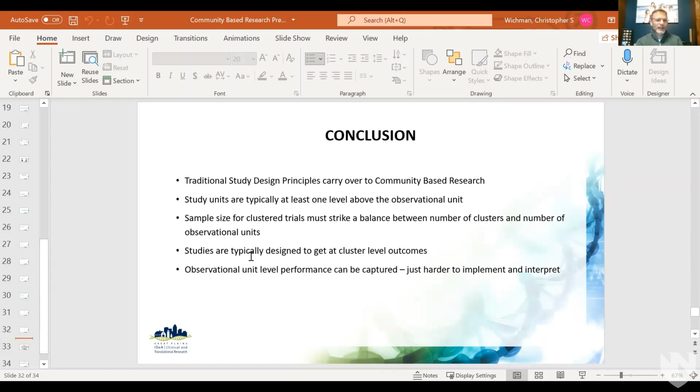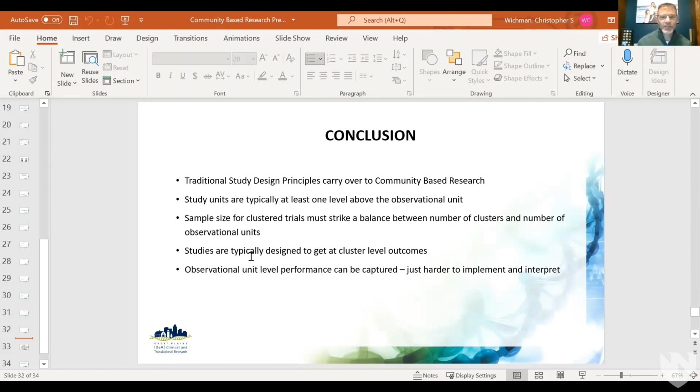Okay, so my 5-bullet conclusion. The traditional study design principles carry over very readily to community-based research. The biggest issue we have is that our study units now are typically at a minimum one level above the observational unit. And if they're multiple levels above the observational unit, it just gets more and more complicated to analyze, but it's still doable. The sample size for a cluster trial has to strike a balance between the number of clusters themselves and the number of observational units available per cluster. And sometimes that might mean redefining what a cluster really means.